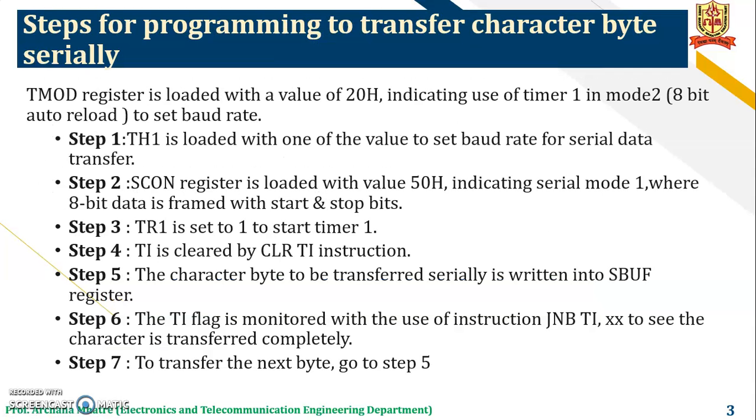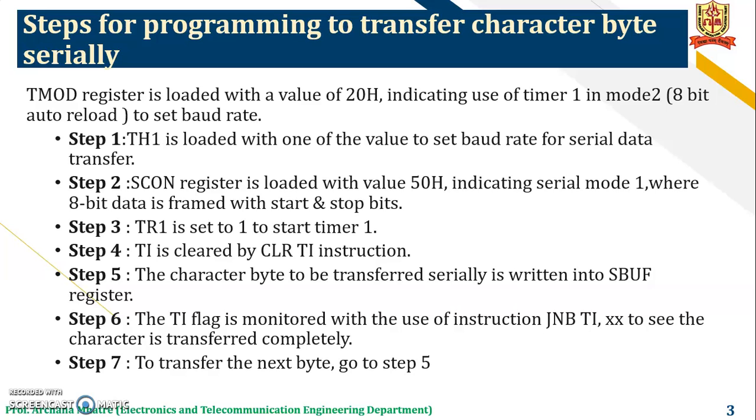Now next we will see the steps for programming to transfer a character byte serially. The TMOD register is loaded with the value 20H, indicating use of Timer 1 in mode 2, that is 8-bit auto reload mode, to set the baud rate. Now these are the steps to be followed.